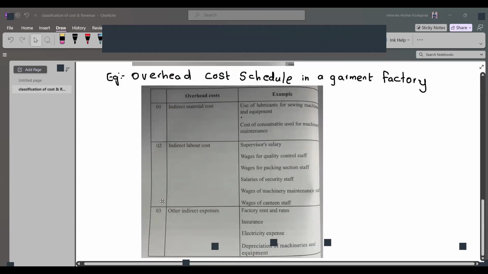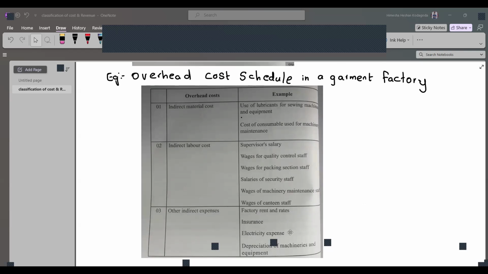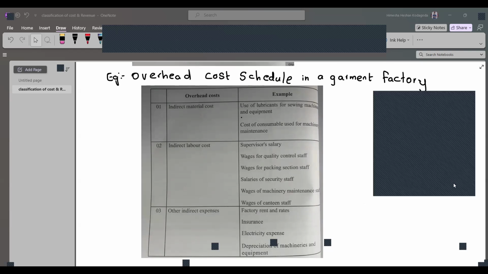Likewise, other indirect costs are factory rent, which is for the whole production, insurance, electricity, machine and equipment depreciation. Is it clear to you guys? Right. Draw the chart and raise your hands.